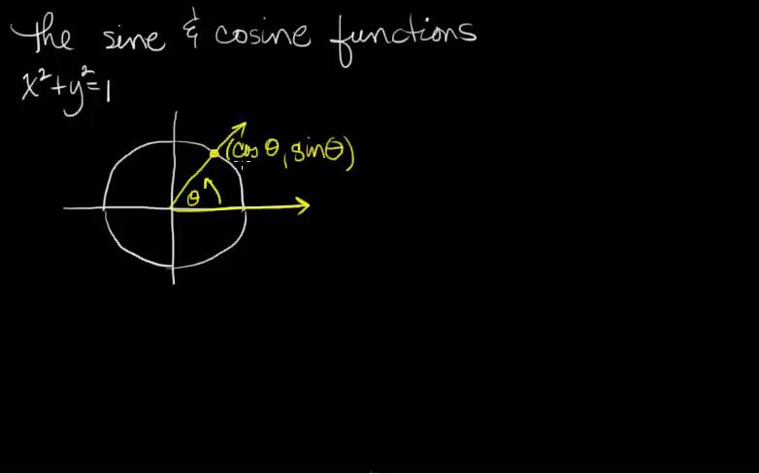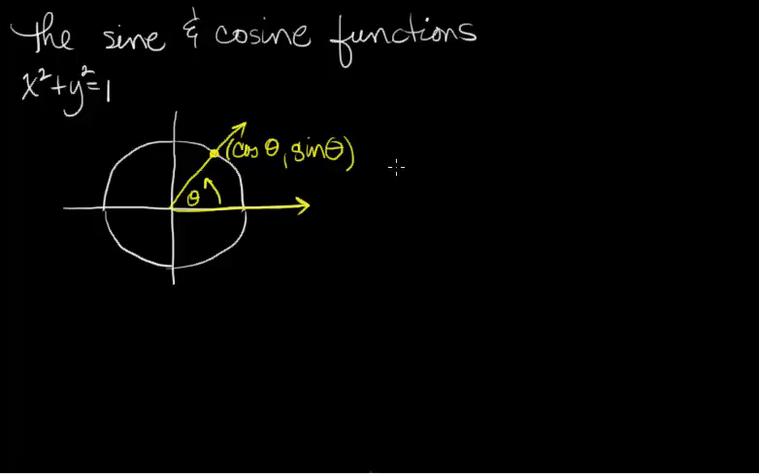Now, defining it this way, can you see why cosine squared plus sine squared is 1? Well, because x is cosine and y is sine. So for any angle, cosine theta, sine theta is a point on the unit circle.